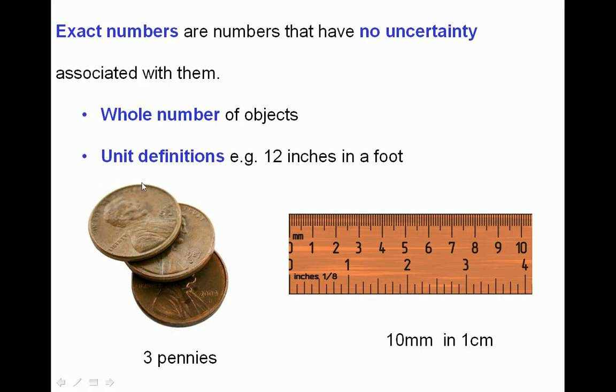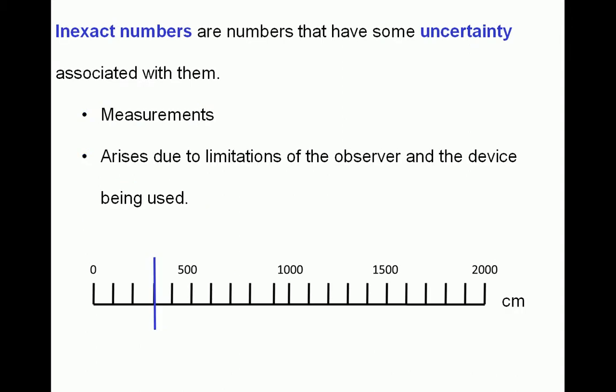Another example of exact numbers are unit definitions. For example, it is defined and there is no uncertainty that there are 12 inches in a foot, or that there are 8 1/8 of an inch in an inch, or 10 millimeters in 1 centimeter. All of those things are defined and there is no uncertainty about those numbers.